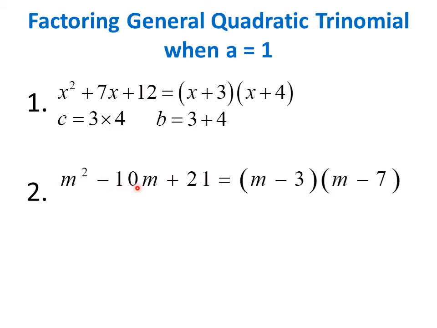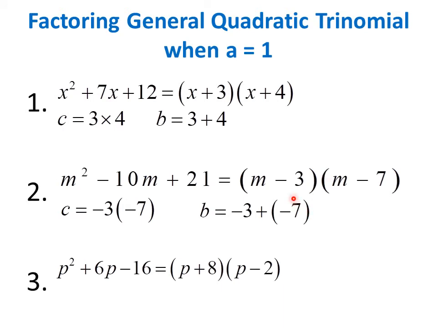So let's try negative 3 and negative 7. To check, negative 3 times negative 7 is positive 21, and negative 3 plus negative 7 is negative 10. So these are the two numbers that we are looking for. So we write over here negative 3 and negative 7.